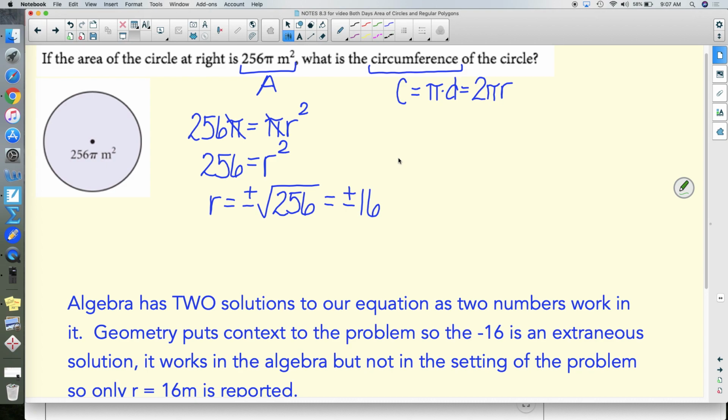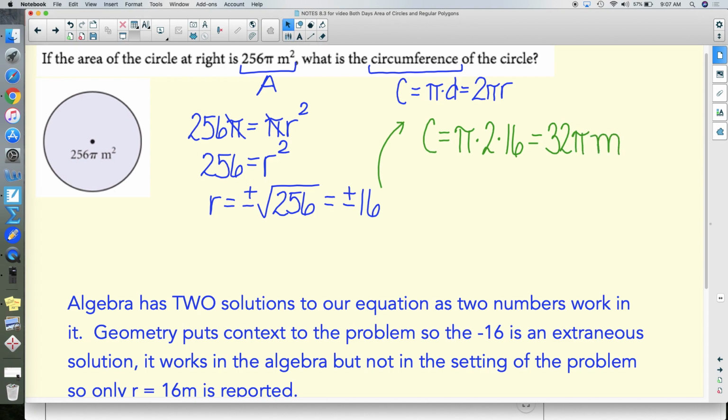So therefore, when we go to calculate our circumference, we're going to only use the positive value for the radius, which is 16. So circumference is 32 pi, and that's a length, so we'd be in meters. No approximation is requested, so no approximation or rounded decimal value should be given.